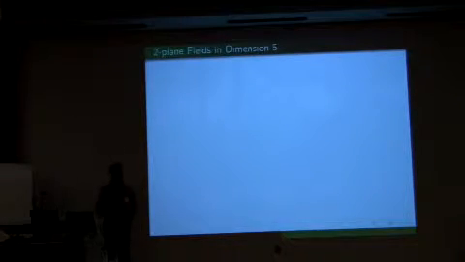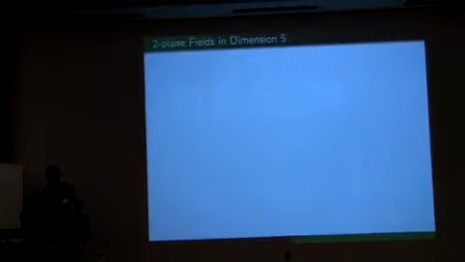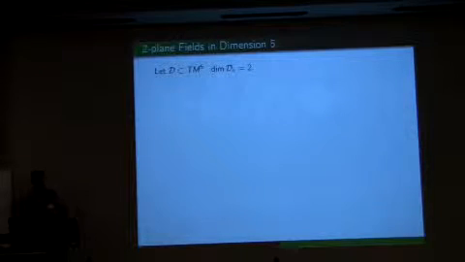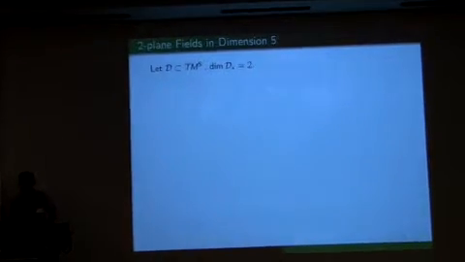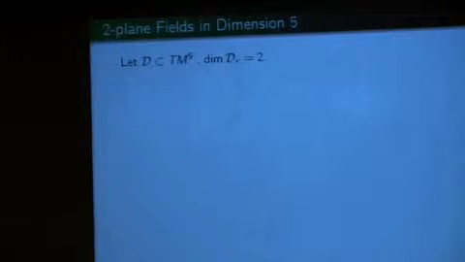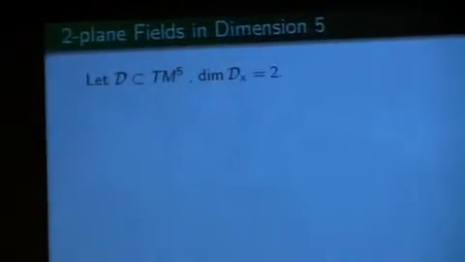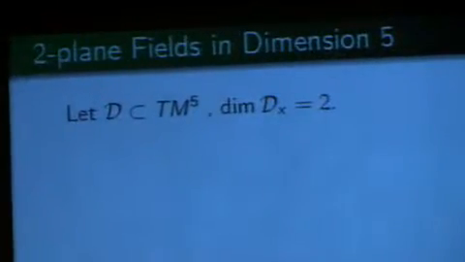Okay, so next ingredient in this construction are going to be 2-plane fields in dimension 5. There's a number of ingredients that go into this construction, so I'm going to build these ingredients. We're starting now with a distribution on a 5-manifold. So M is a 5-manifold. We've got a rank 2 distribution on this 5-manifold.